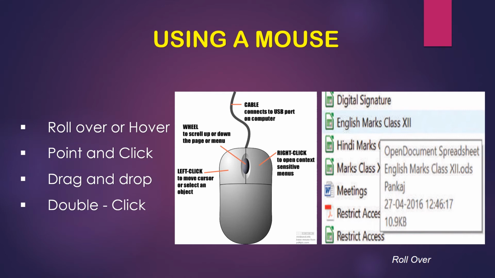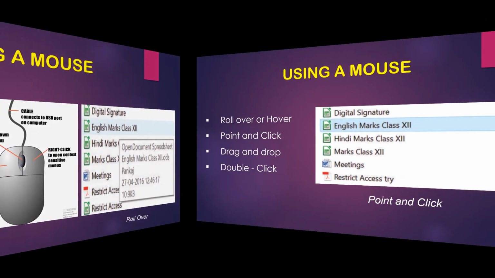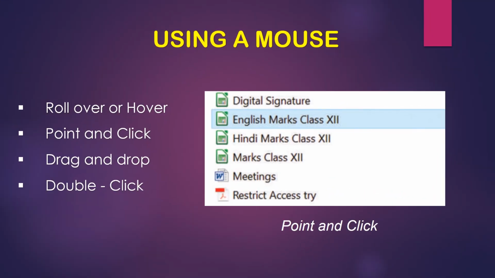Using a mouse. Different applications will behave differently to the mouse actions. So here we are going to use the file explorer to see the effect of the mouse action. Roll over or hover. Some actions can be done by simply rolling over or hovering over an item. When you bring the mouse over a file in a file explorer, it will show the details of that file as shown in below picture.